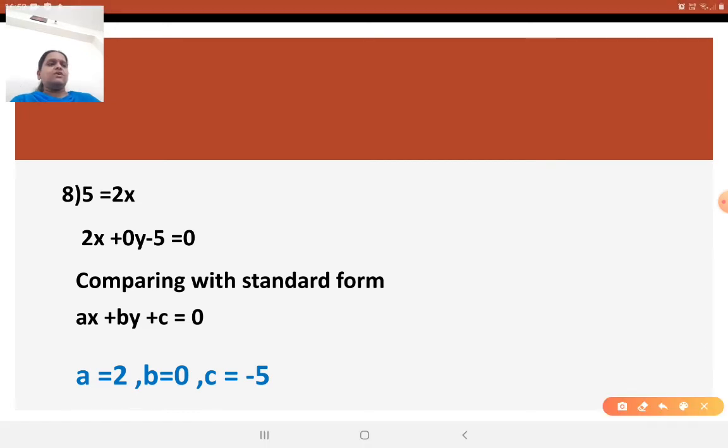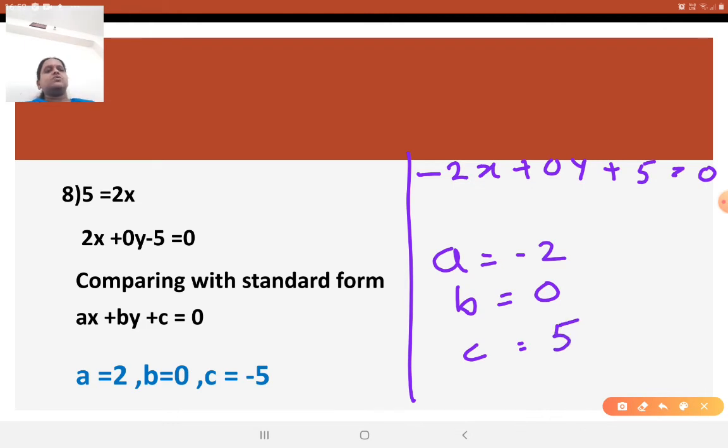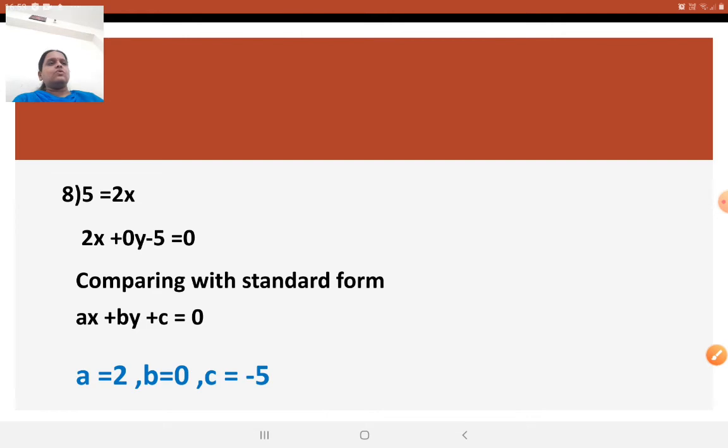Now can you tell me, if I do it in the other way, what will be your a, b, c values? If I shift the 2x to this side, it will become minus 2x plus 0y plus pi equal to 0. In that case, if you compare it with the standard form, a will be minus 2, b will be 0 and c will be pi. So this answer is also correct, as well as the previous one. You can do it by any one of the methods. Hope this is clear.